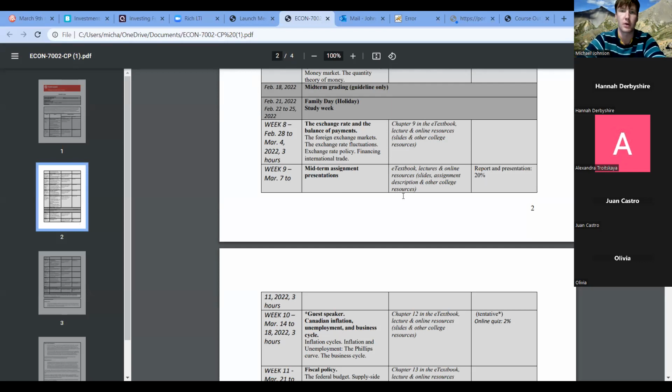Our lecture today will go through the exchange rate and balance of payments. So that's going to be our focus today. And then I'm going to go through some investing strategies also that are connected to this course, how you can apply this content to investing. So I will go through that later in the lecture today.